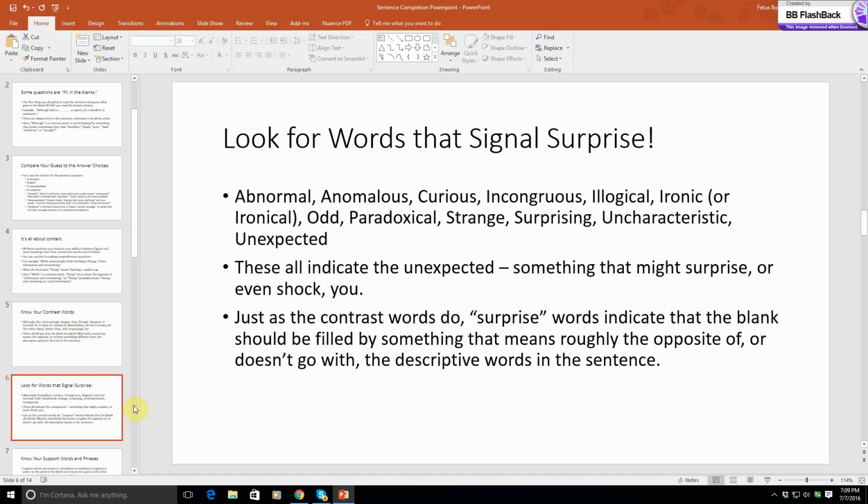So just as the contrast words do, the surprise words indicate that the blank should be filled by something that means roughly the opposite or just doesn't go with the descriptive words in the sentence. So you're looking for something different, or as they used to say on the old Monty Python show, and now for something completely different. All right, we'll move on.